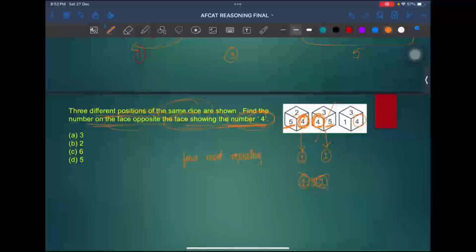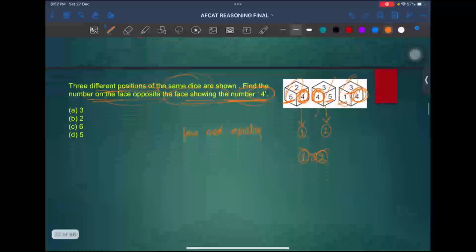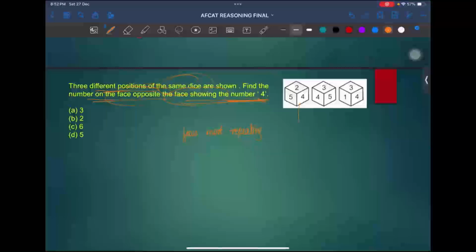4 5 2. Here I have 4 1 3. So here 5 and 2 are in adjacent positions. Here 1 and 3. So they are completely different. So I can compare between the first and third die, keeping 4 as a base value. From the first dice, I'll write it in the same clockwise manner.